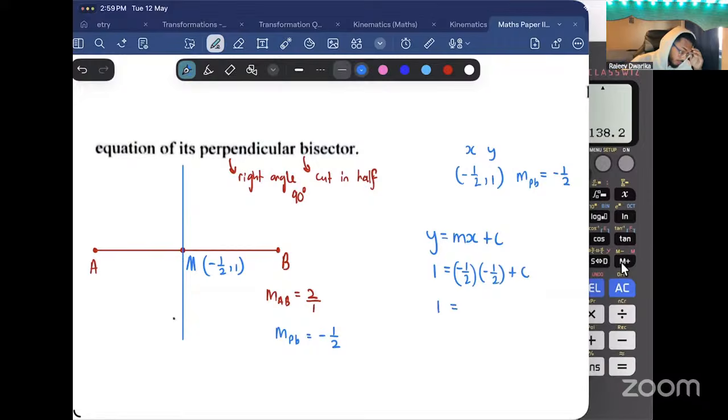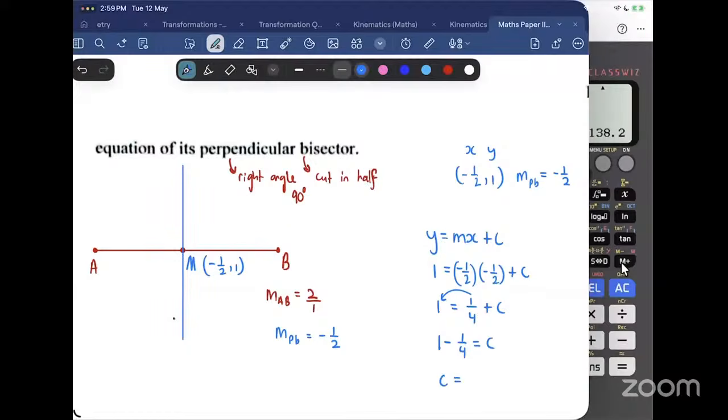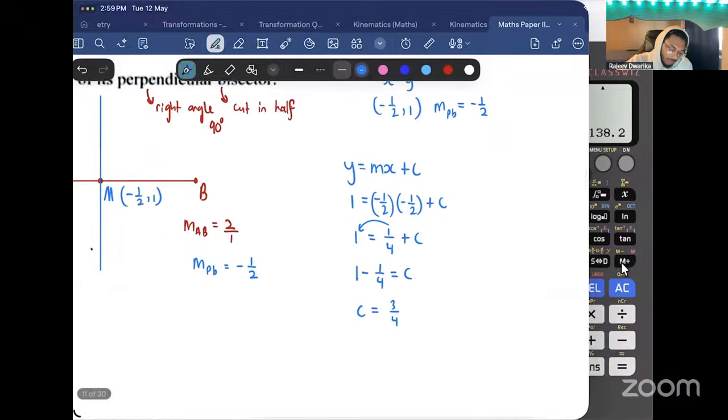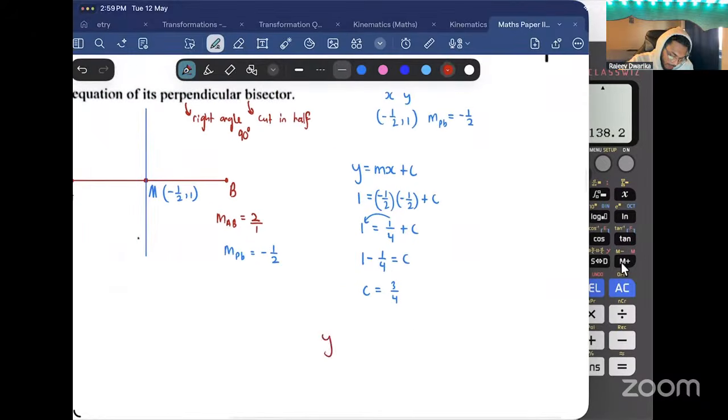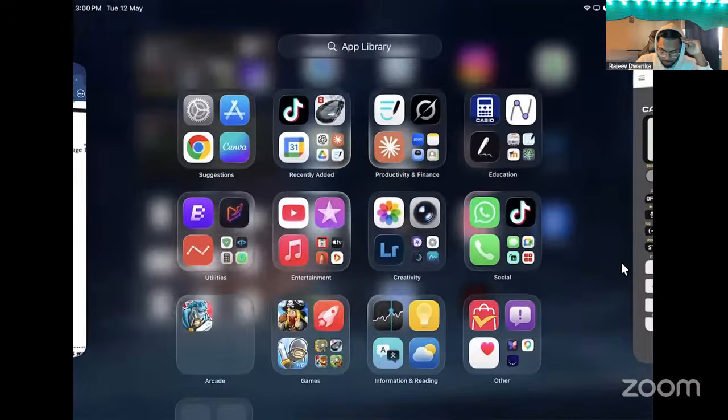So what's negative half times negative a half, guys? A quarter. A quarter plus c. You want to find c, so move the quarter across, and you end up with 1 minus a quarter. What's 1 minus a quarter? 3/4. So if you wanted to write the complete equation, it's going to be y equals your gradient, negative a half x, and what was the y-intercept? 3/4. Right. Let me just check something real quick.